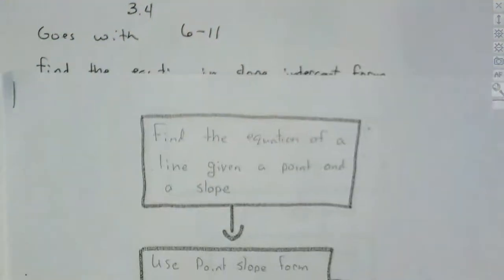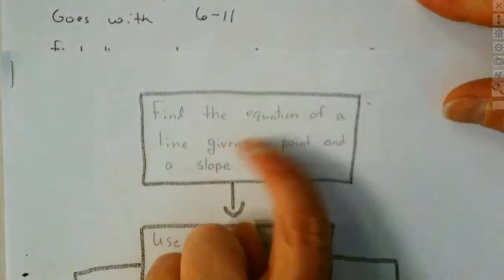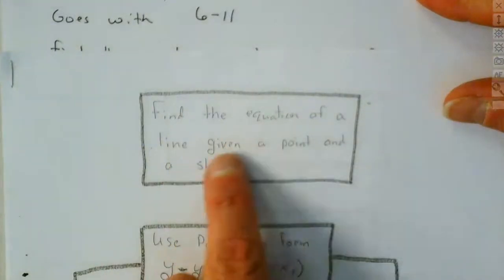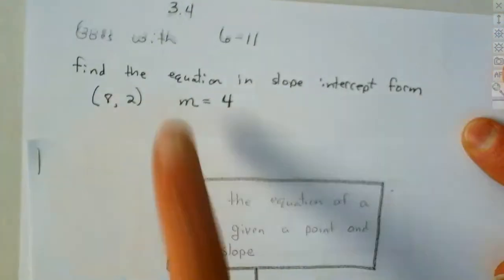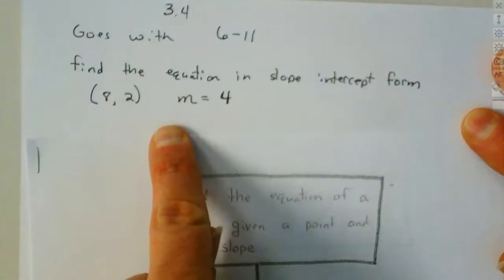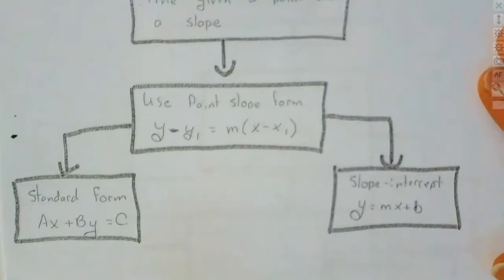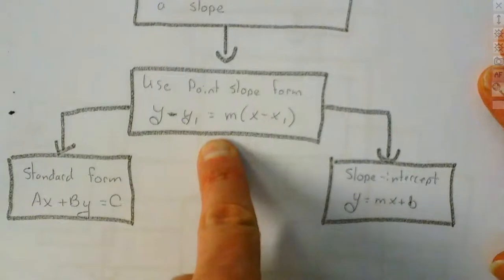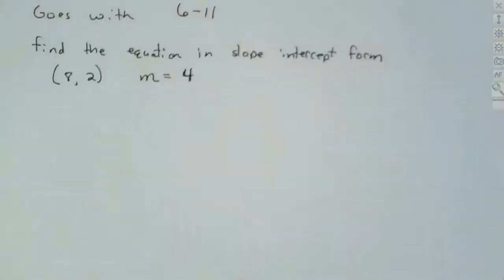So, does it fit on this page? Are we trying to find the equation of a line when you're given a point and a slope? Do I have a point and a slope? Yes, that's what I'm given, right? Point and a slope. So, what does the arrow say to do? Use this formula. So that's our formula. So we're going to use the point-slope formula.